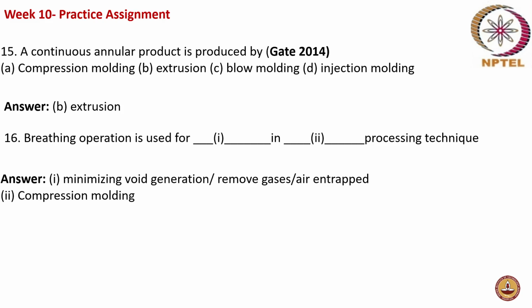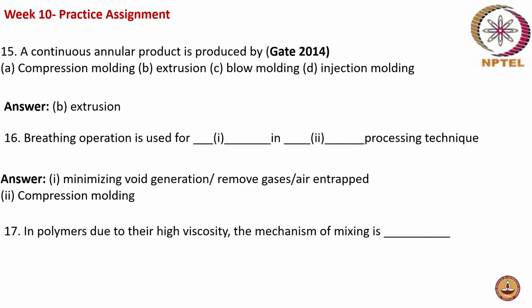In compression molding, once the mold is closed and compression is done, the mold is slightly opened so that the voids and gases escape, so there is no void generation. So breathing operation is used for minimizing void generation and removal of gas or air entrapped, and it is used in the compression molding process.